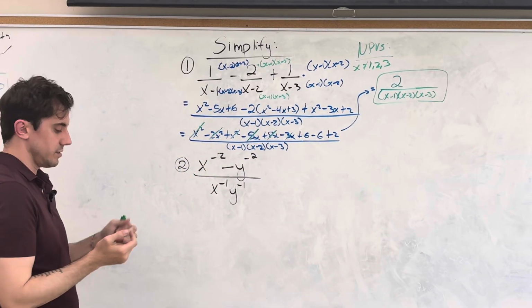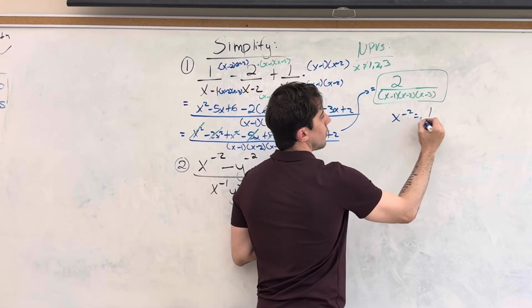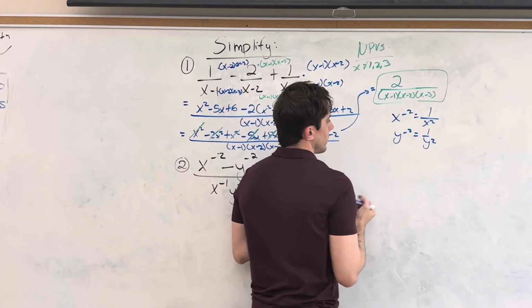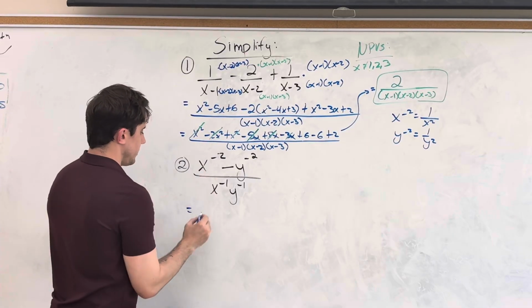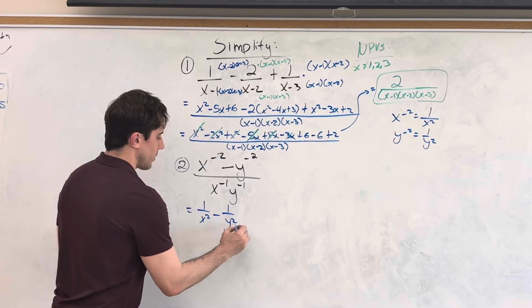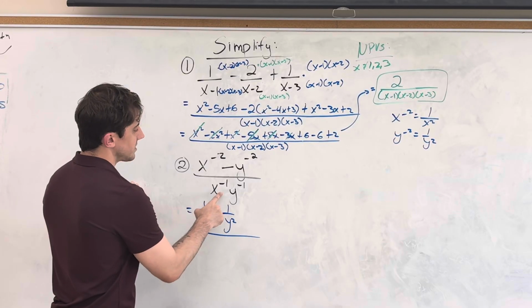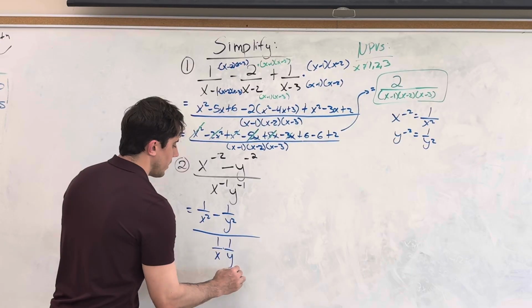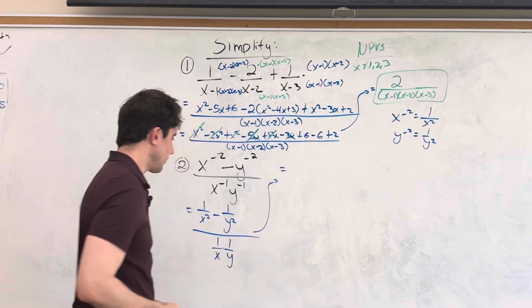Now, for the second one, I'll remind you that a negative exponent, for example, x to the negative 2, means 1 over x squared. Likewise, y to the negative 2 is 1 over y squared, right? So applying those exponent laws into this one, we're going to start with the numerator of 1 over x squared minus 1 over y squared, okay? And those are over the product of x to the negative 1 times y to the negative 1, meaning 1 over x times 1 over y, okay? Now, I'm going to continue that over here.